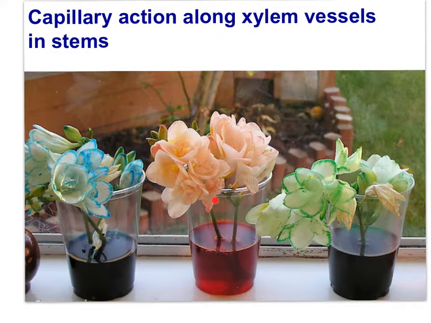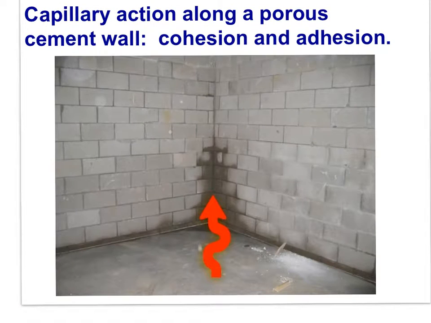Even with cut stems, water will move along xylem vessels, carrying the color with it. But capillary action is not the explanation for transpiration. Capillary action is responsible for water movement along porous walls, as can be seen here in this image of water being absorbed by cement blocks.